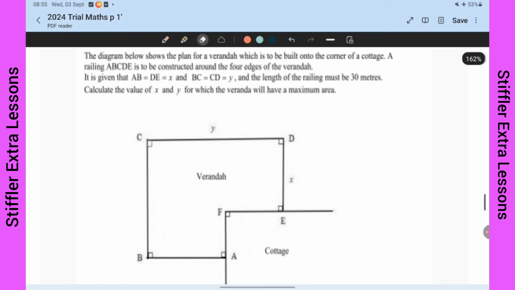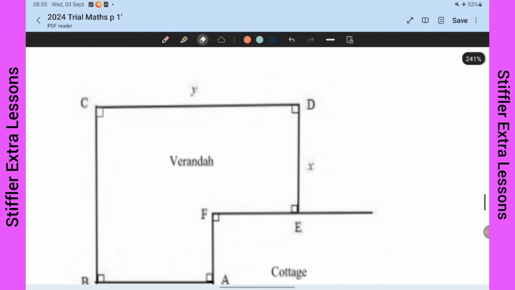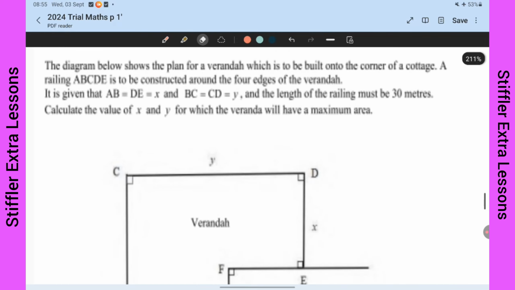So we have this question on optimization. Let's read through the question and then see how we can answer it. The diagram below shows the plan of a veranda which is to be built onto the corner of a cottage. A railing A, B, C, D is to be constructed around the four edges of a veranda.